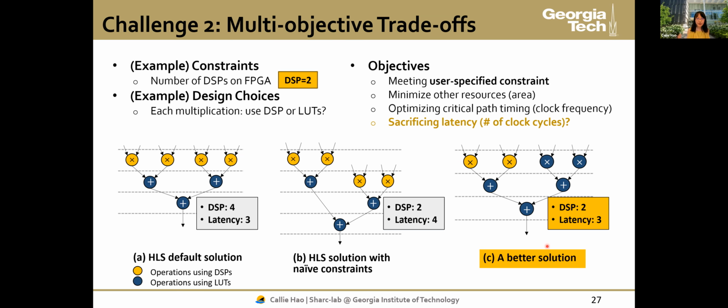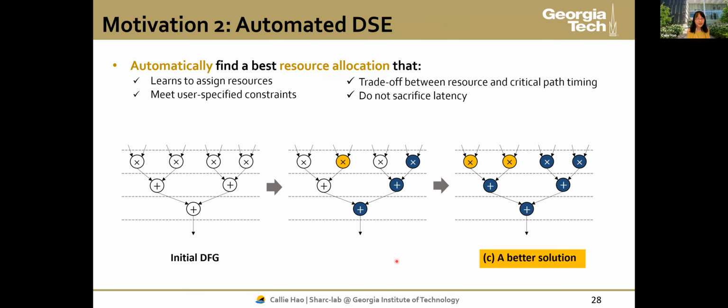So this page shows that we have multiple design choices, and there's always a better choice if we don't rely on the HLS naive solution. This motivates us: how can we design an automated DSE, design space exploration engine, that can automatically find the best resource allocation? In that example, we want to learn how to assign these resources, whether to give it a DSP or to give it a LUT. And we want to, of course, first meet user-specified constraints.